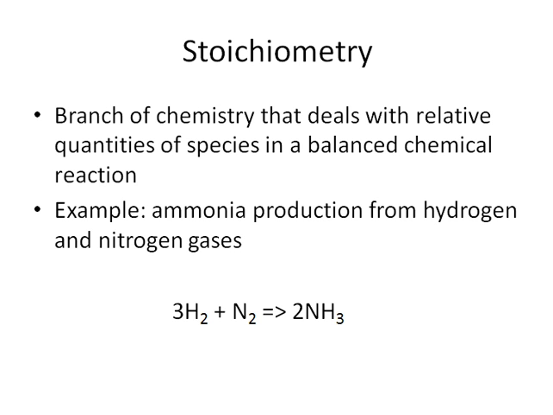Okay, so stoichiometry is a branch of chemistry that deals with the relative quantities of a species in a balanced chemical reaction. Now, when I'm referring to species, I'm talking about the reactants and products within an equation. Okay, so for an example, ammonia production is from hydrogen gas and nitrogen gas. So I have the equation written right there.